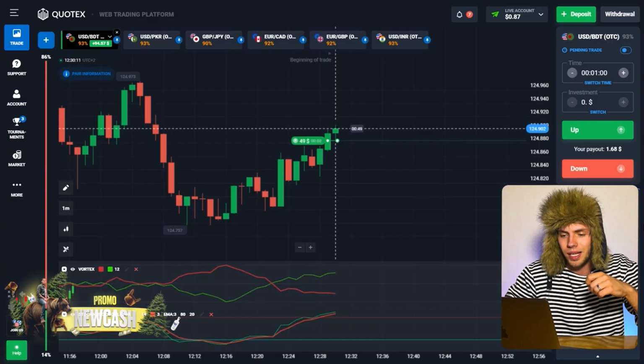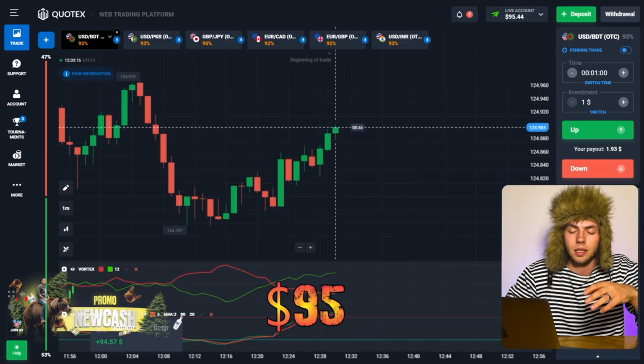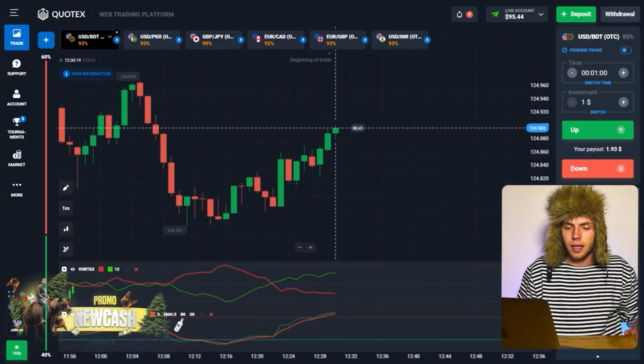But the stochastic is also signaling us that we are getting closer to the overbought zone, and that's quite normal. The trade is closed at $94, a pretty good beginning of a trader's day. And I think let us take a look at what else we can check out for this session. Let us check out another pair.